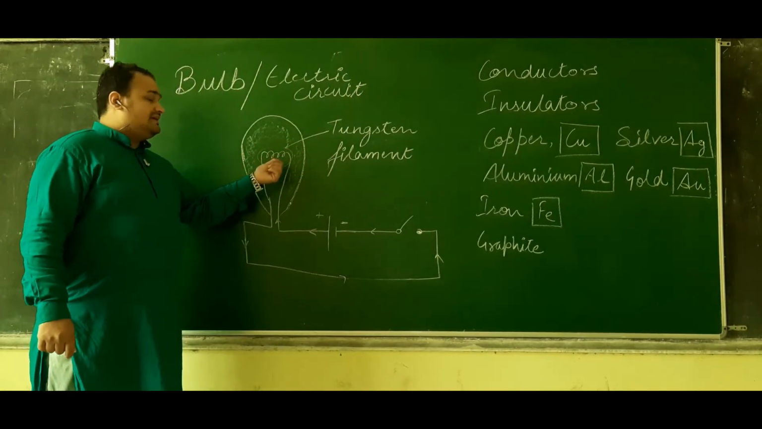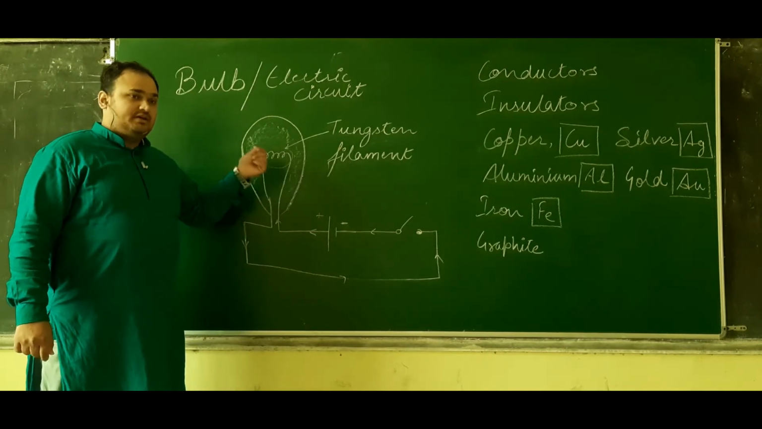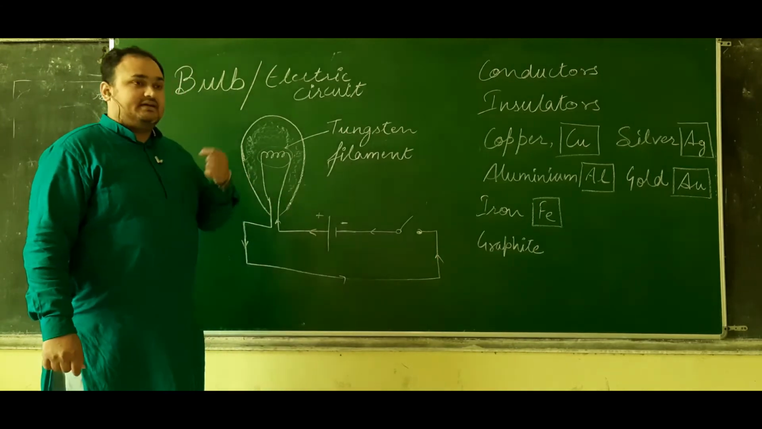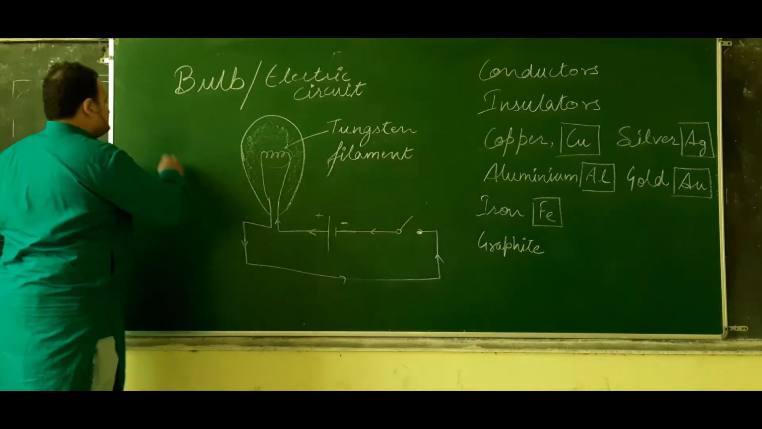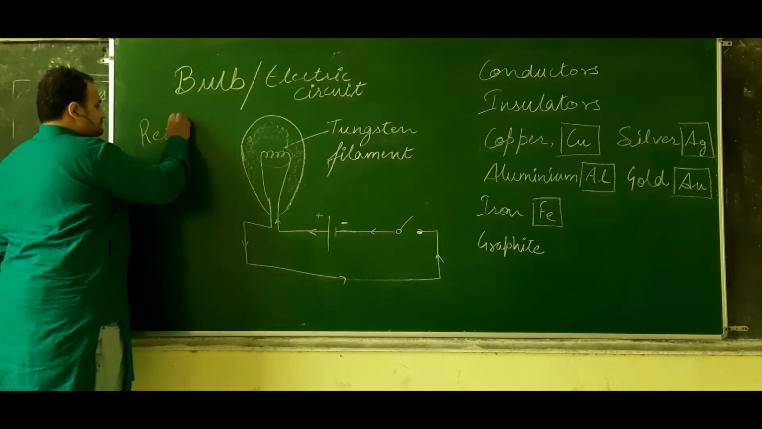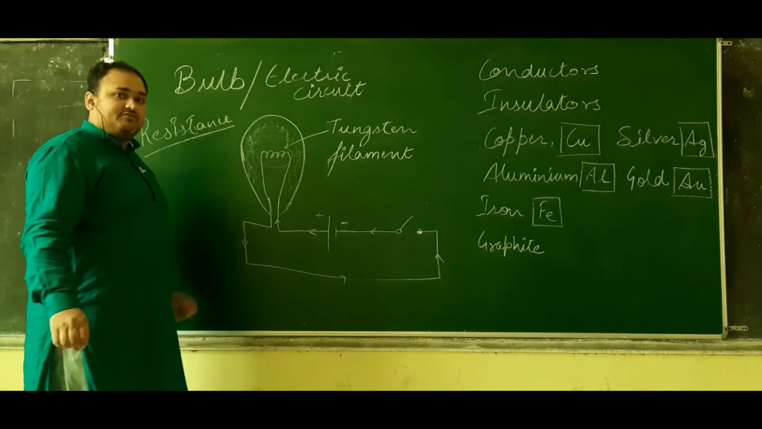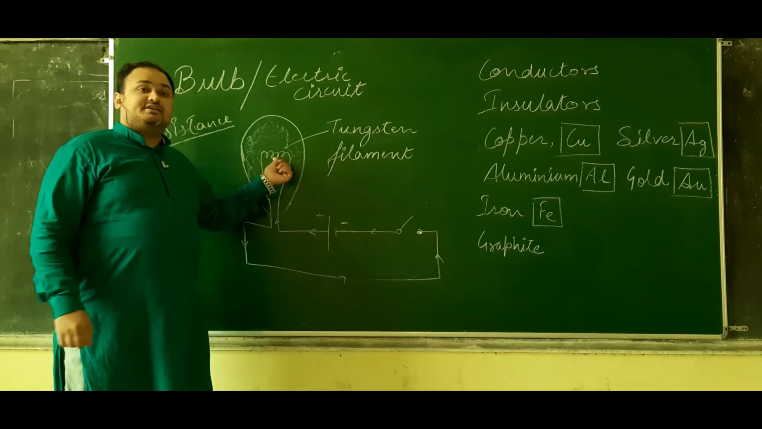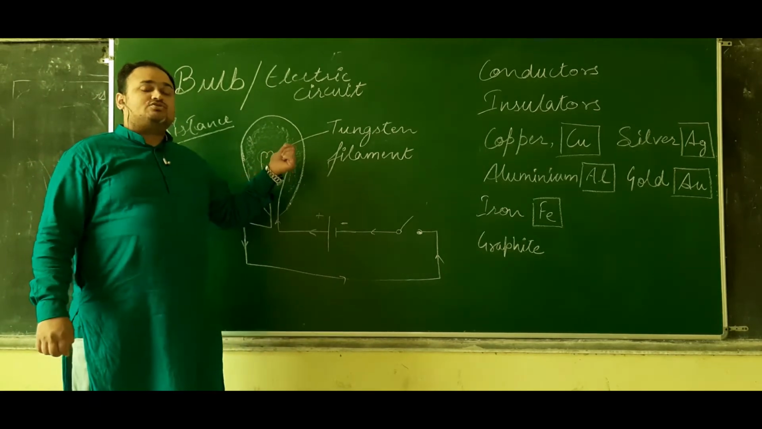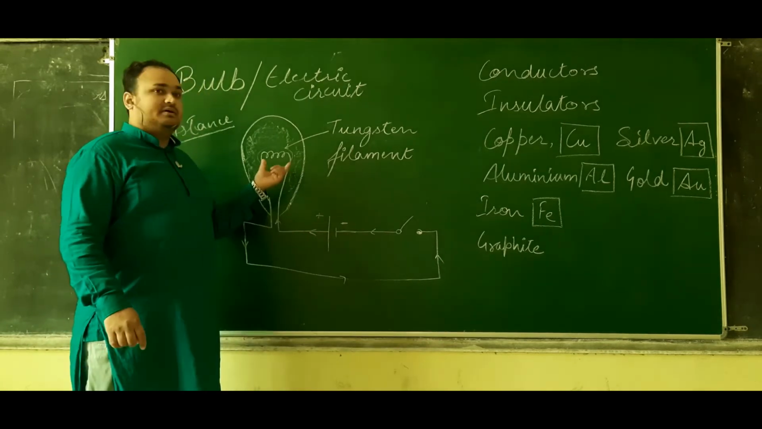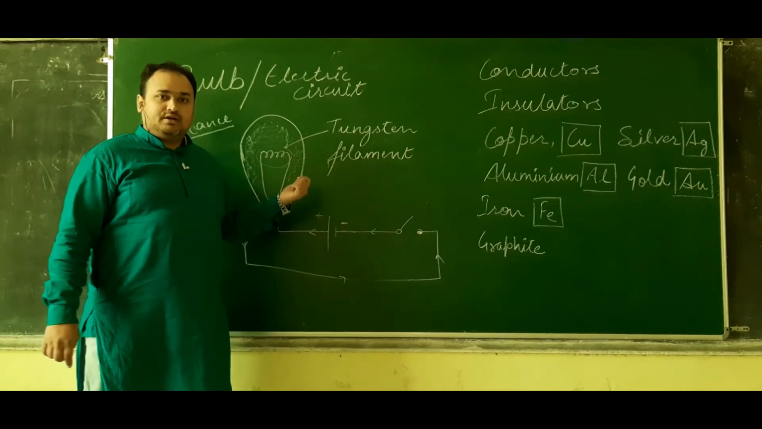Now, when electricity is passed through this filament, because of resistance its temperature increases, and it increases to such a high level that it starts emitting light. That's why a bulb becomes very hot when it is used.